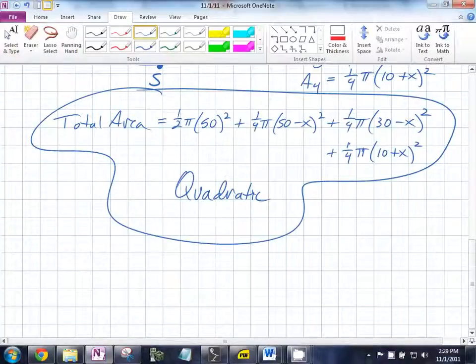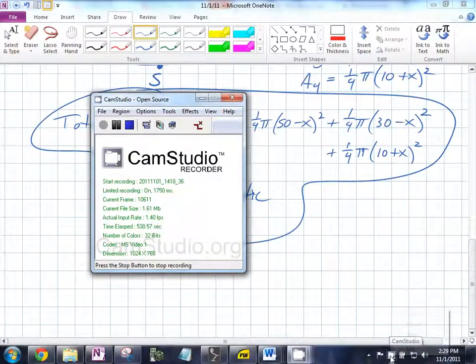How could we use our calculator to solve this? If we wanted to find the maximum or minimum value of this equation, 100 points. Graph it and look. Yes, you can. That can help you find it.